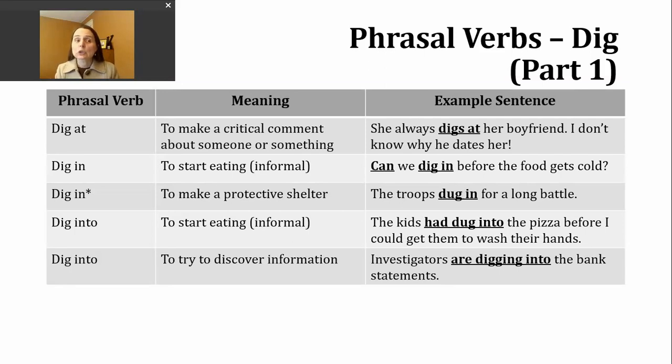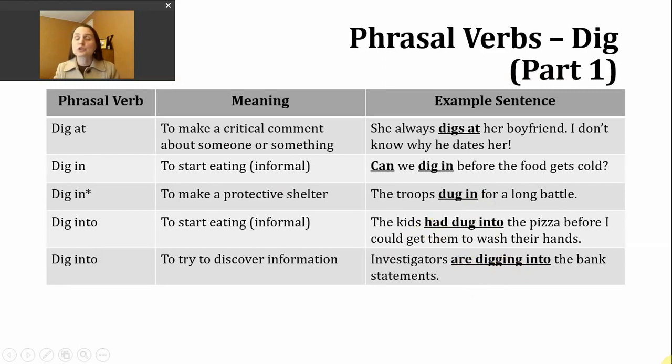Now, before we continue looking at other phrasal verbs, let's do a quick verb tense review. So my first sentence here, always digs at. This is simple present. I'm talking about her habit, her routine. I mentioned that this is a modal where someone is asking for permission. Here's an example of simple past tense. This is an example of the past perfect because we have had dug. So we're describing something that occurred before another event. And here we've got an example of present progressive.